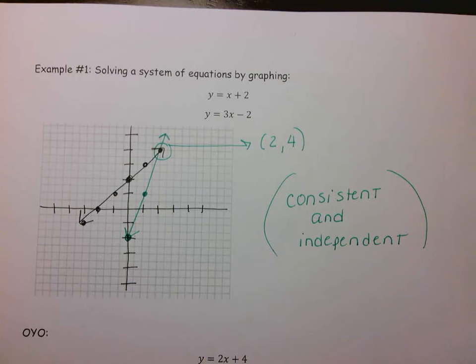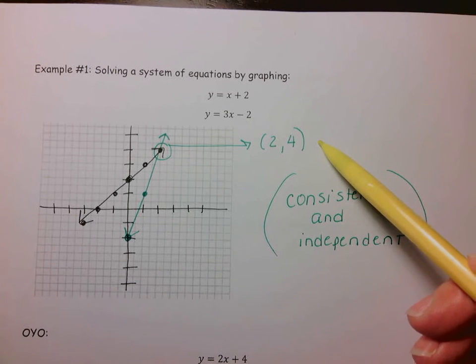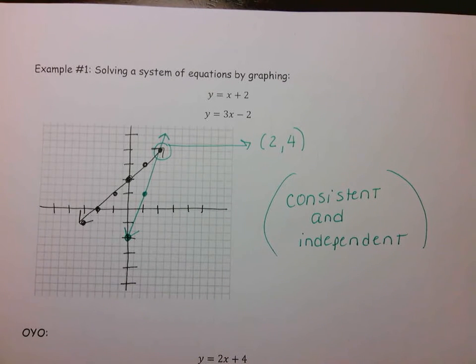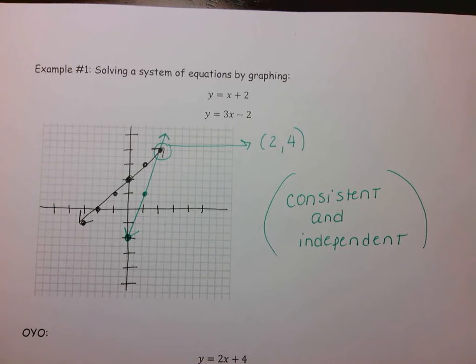Here, their point of intersection is at 2, 4, and how do I check to make sure this is correct? I just plug this coordinate point back into both equations to make sure that it works for both equations. Make sure that this coordinate point will make both equations true. So we say that this system is consistent and independent. It has at least one point of intersection, and it has only one point of intersection at 2, 4.